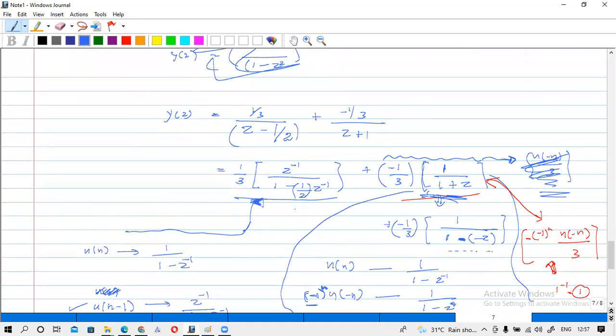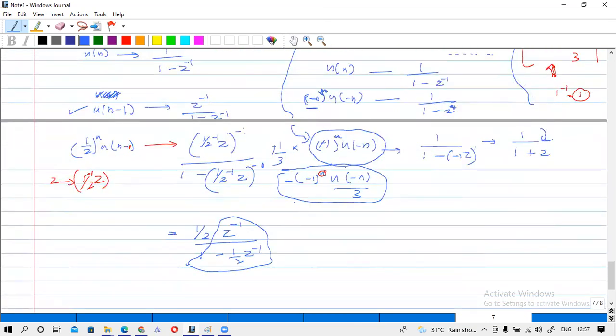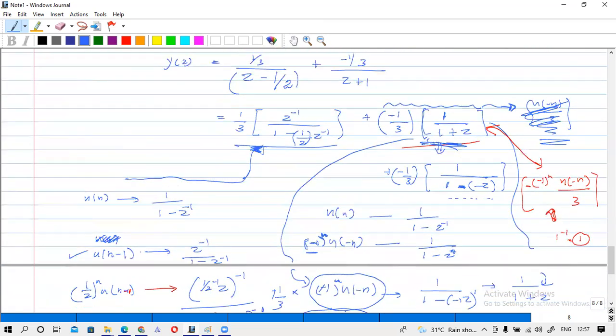So already we got this one. So what do we have here? We have (1/2)^n u[n-1]. So this is the one. We need only this part, so we have to get rid of this one. You have to multiply by 2, and this side also you have to multiply by 2. Then this part will cancel, so you will have this part only.